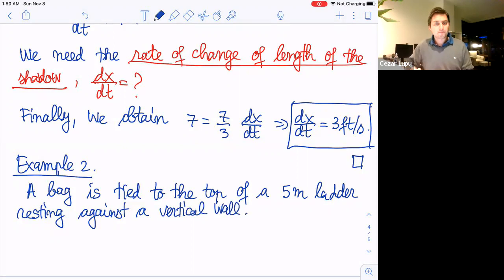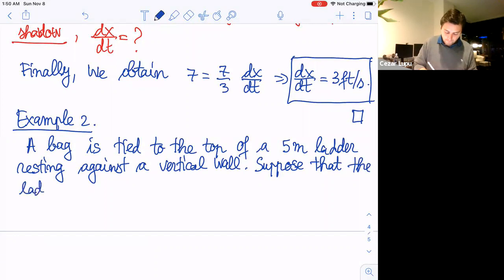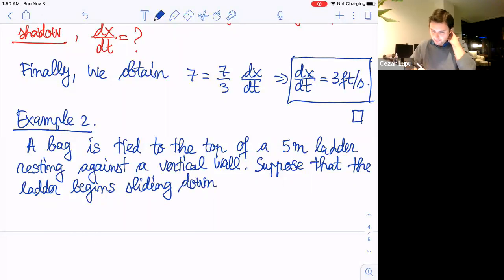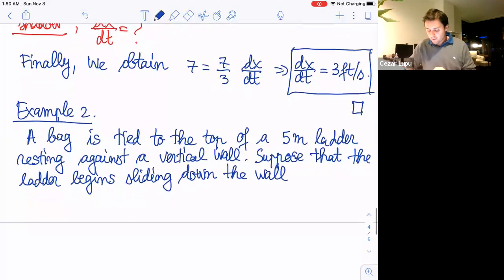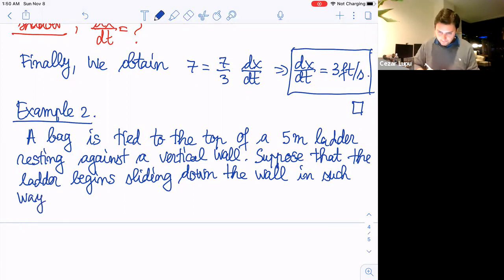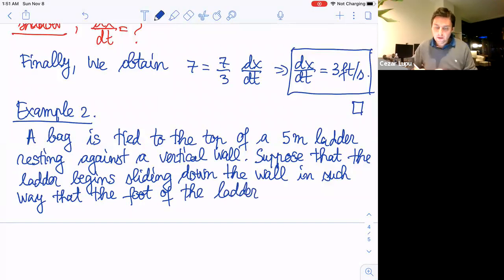Right. Now suppose that the ladder begins sliding down the wall in such a way that the foot of the ladder is moving away from the wall.